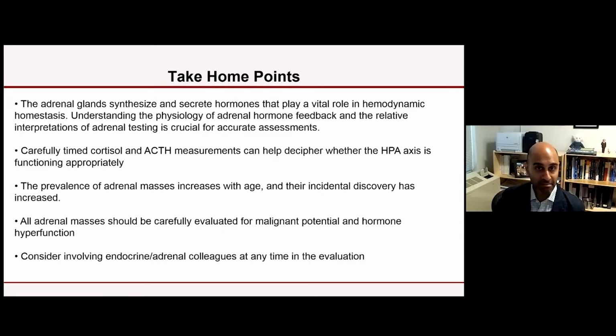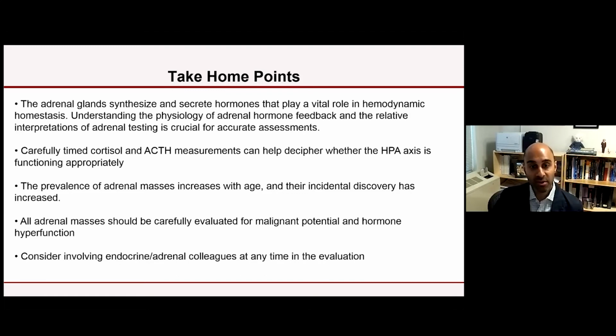And I'll finish with that and review the take-home points, which were that the adrenal glands synthesize and secrete hormones that play a vital role in hemodynamic homeostasis, namely cortisol and aldosterone. Understanding the physiology of adrenal hormone feedback and the relative interpretations of adrenal testing is crucial on how to make accurate assessments. For example, carefully timed morning cortisol and ACTH can help you decipher whether the entire hypothalamic pituitary adrenal axis is functioning appropriately. And if needed, you can do a gold standard cosyntropin stimulation test.